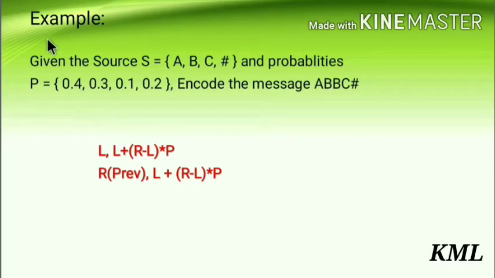So here I have an example. Given the source S equals a, b, c, hash and probabilities P equals 0.4, 0.3, 0.1 and 0.2. Encode the message a, b, b, c, hash. So let's start. These are the formulas used for making the subintervals. This is for the first column and this is for the remaining columns, where R is the right of the previous. We have seen this in our previous videos, so you can refer to those videos. So let's start.